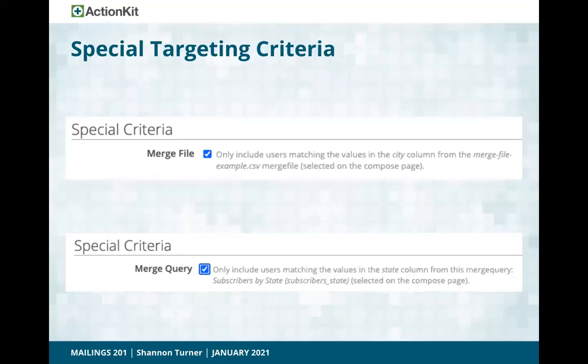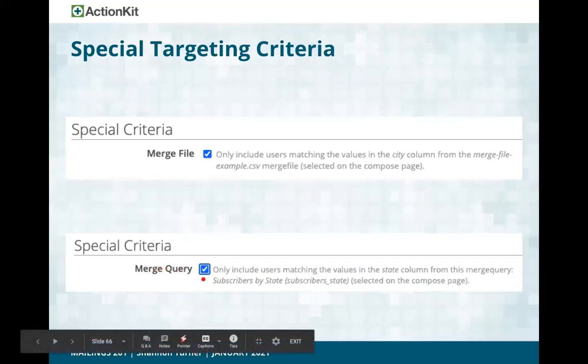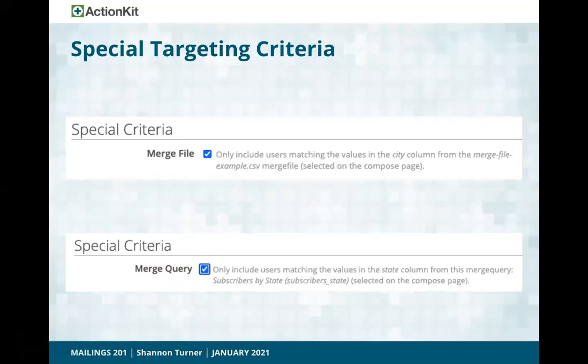On the subject of targeting though, I wanted to mention two special targeting criteria that you'll see on the targeting screen if you're using merge files or merge queries. These options allow you to say, everyone who would be matched by my merge file, that's my targeting. Everyone who gets matched by my merge query, that's my targeting. You can combine that with your normal targeting options to limit this even further. But generally, if you're using a merge query or merge file, you almost always want this checkbox checked, because the whole point of merge queries and files is to display additional content for those users matched by your merge query or merge file.